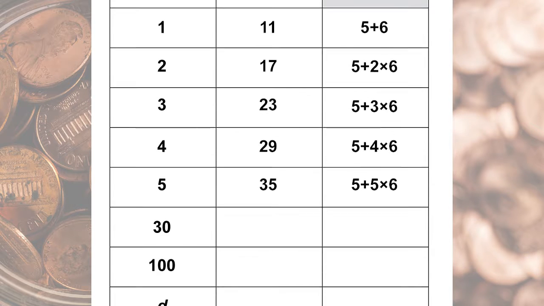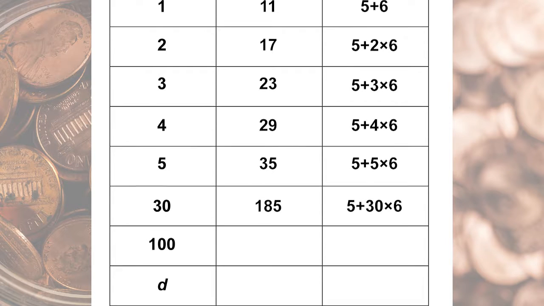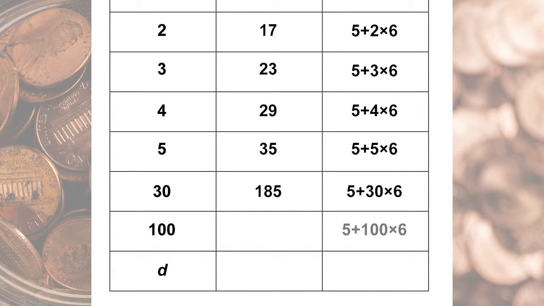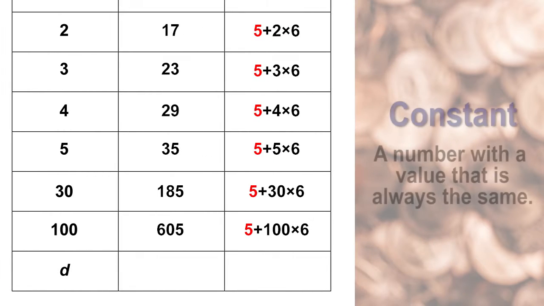On day 30, the expression would be 5 plus 30 times 6, and the total pennies would be 185. On day 100, the expression would be 5 plus 100 times 6, for a total of 605 pennies. Looking at the expressions, the 5 is the original or starting point. It is constant and never changes regardless of how many pennies are added to the jar. This is called the constant.